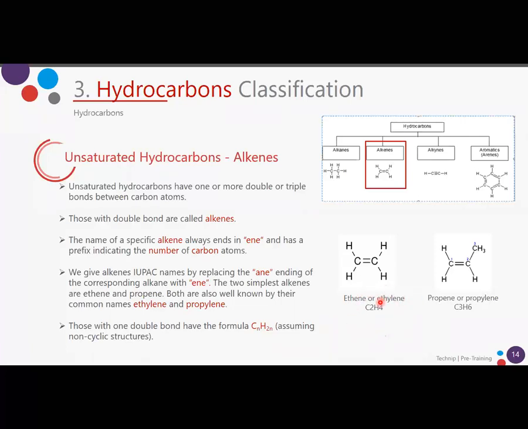Another good example is propene. It is C3H6. You have here the 3 carbons, the double bond and the 6 hydrogens. According to the IUPAC, it would be propene, but it is usually named propylene. The formula for these alkenes with one double bond is CnH2n. That's why this is C2H4, C3H6.